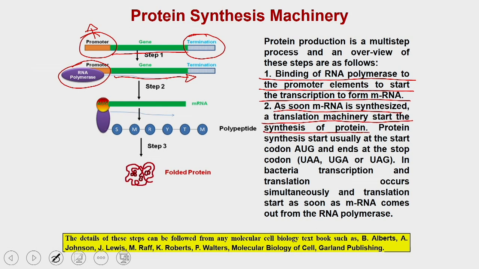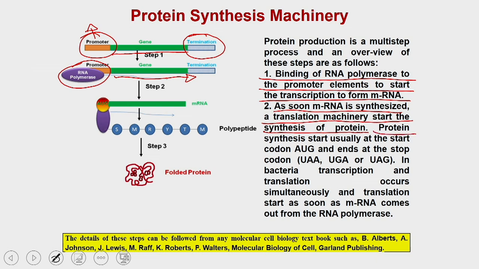In some of the eukaryotic cases, the RNA will be synthesized inside the nucleus, and then this will be transported outside, and that is how the transcription as well as the translation are going to be separated. Whereas, in the case of prokaryotic system, once the messenger RNA is formed, the ribosome is going to bind to this messenger RNA and will start the protein synthesis.